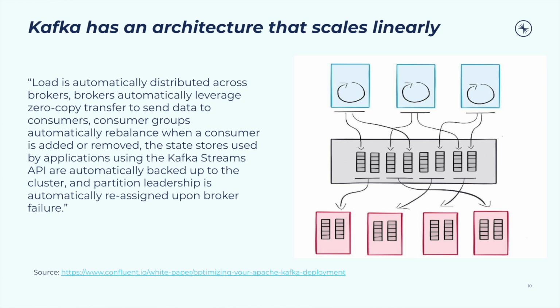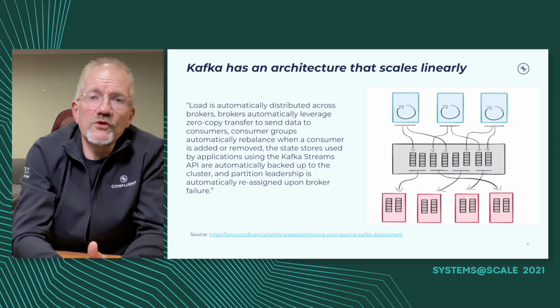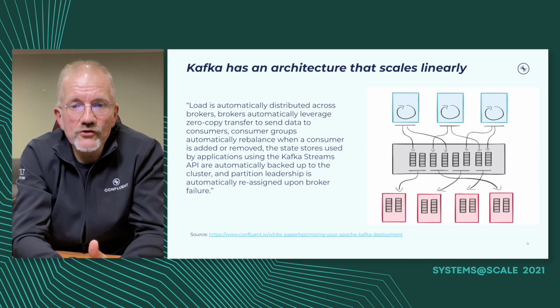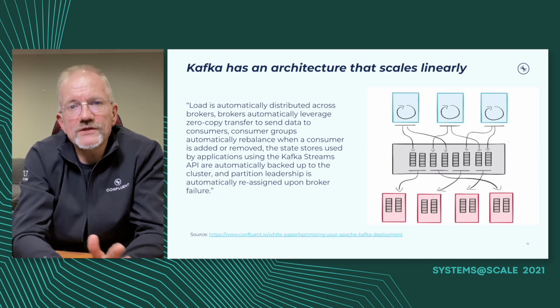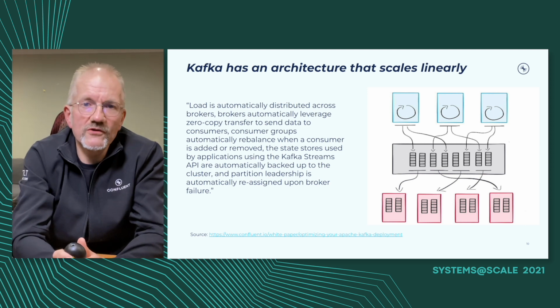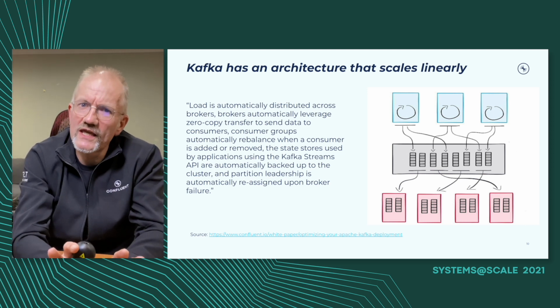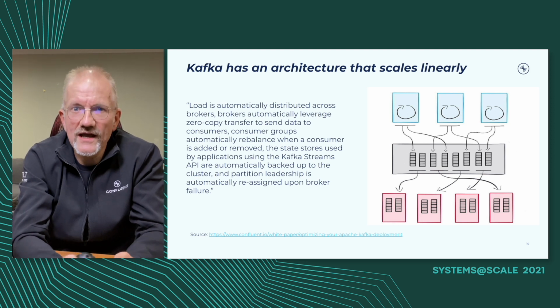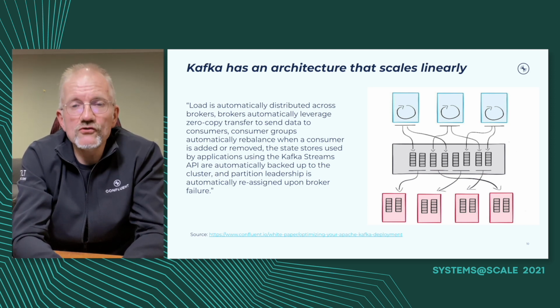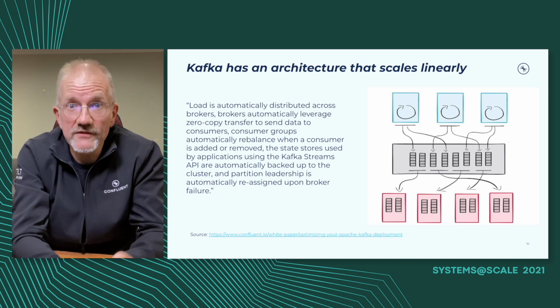And so it automatically distributes data across multiple brokers. Brokers use zero copy transfer to send data on its way, so there's no time wasted in copying data around. Consumers are automatically balanced across all of the brokers. State stores are automatically backed up. Leadership is automatically determined when one of the computers fails. So there's a lot going on in Kafka internally that ensures that Kafka, out of the box, does a very good job of dealing with everything you throw at it.